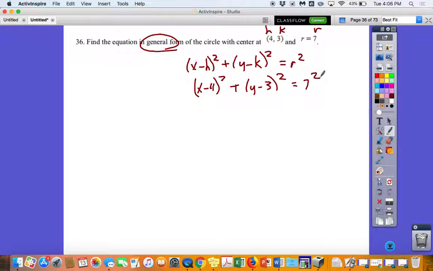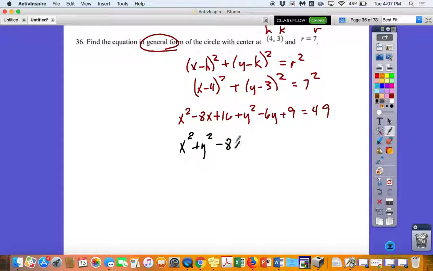Square everything out. So square the first, twice the product, square the last. Go ahead and square that radius. Put everything in order. You want your quadratic terms, then your linear terms. These two go together, that's going to make a 25. You're going to bring the 49 over, so when you bring it over, it'll be a negative 24. You always want it equal to 0.